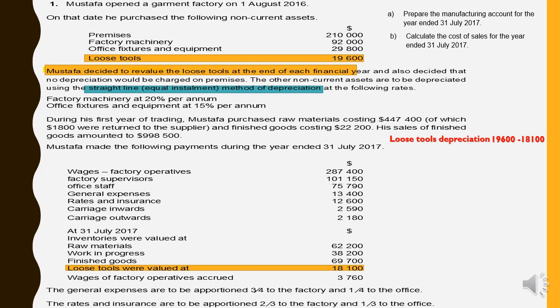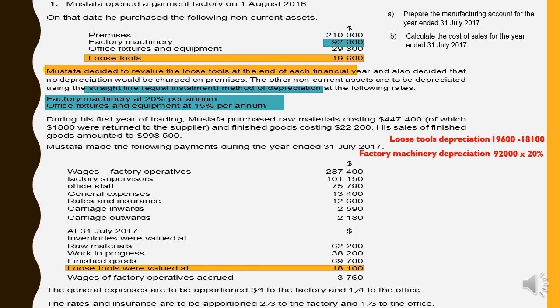So we need to calculate the depreciation for the factory machinery. How many percent for factory machinery? 20%, and office fixtures is 15%. I take the factory machinery 92,000 times 20%, and I'll get the factory machinery depreciation. But the next one, office fixtures.